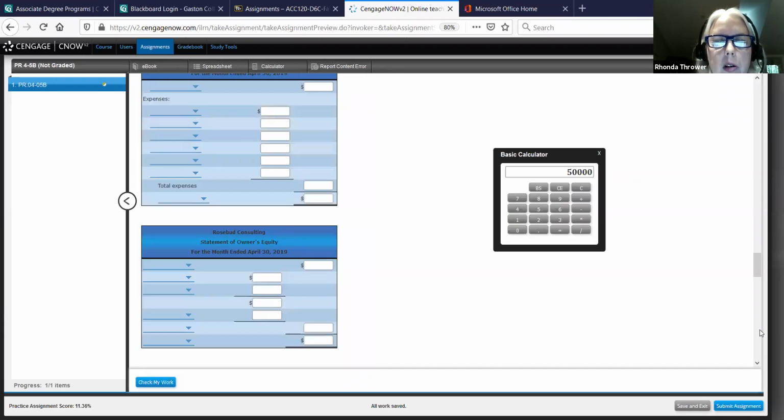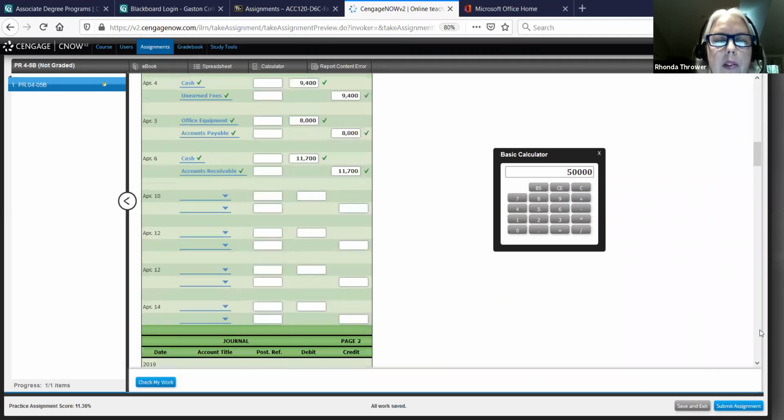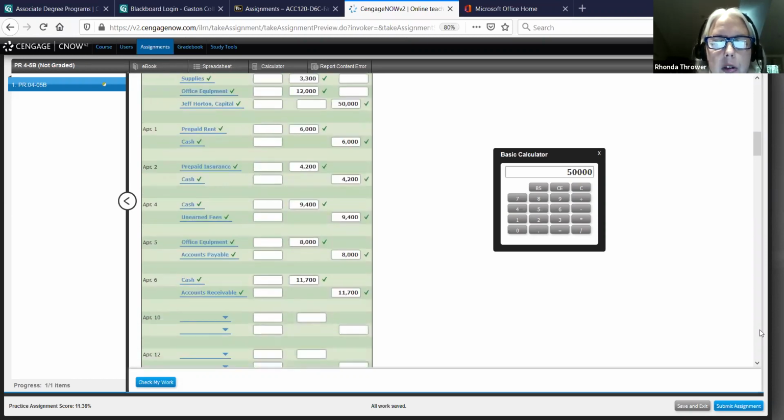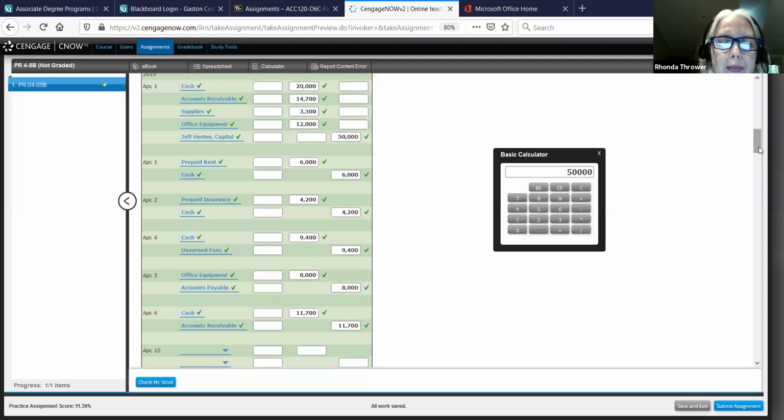Class, you don't have to check your work after each transaction like I'm doing here, but it is a good idea to check your work once you get through with your journal entries, because these journal entries feed into the ledger that you're going to have to post to, and it'd be a really good idea to make sure all your journal entries are correct before you post to your ledger.